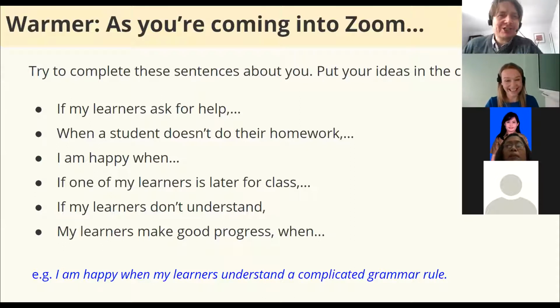Think about the zero conditional from the unit as you do these. Somebody's put a message in already. I guess that's the first one: if my learners ask for help, I'll help them. Yep, good. Glad to hear it.